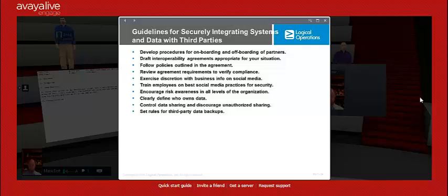And then once it's time to sever the relationship and offboard them, what sort of things do you need to do before you no longer have pretty much access to them? Draft interoperability agreements appropriate for your situation. You're dealing with third parties that may very well be using different systems than you, to some degree more or less incompatible. So in order to access data generated by a particular system, there needs to be a way determined to convert that data to be compatible with their system.